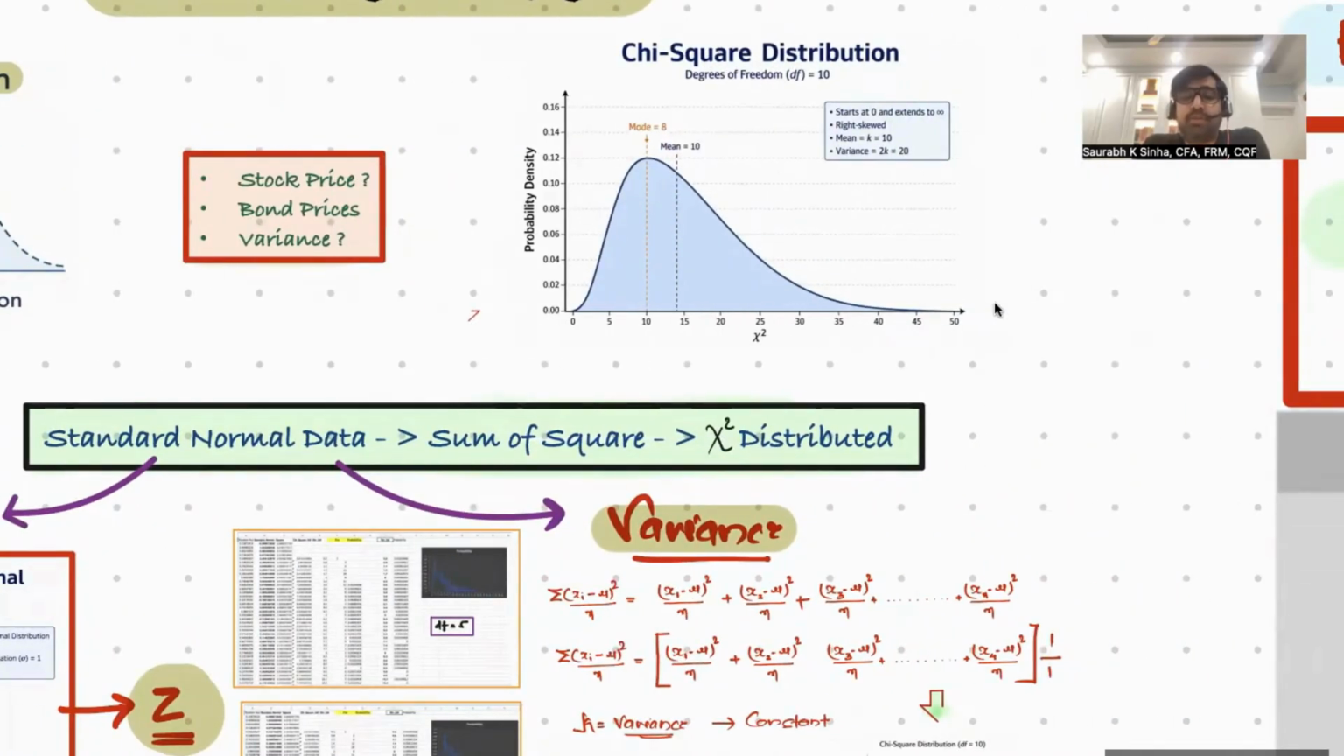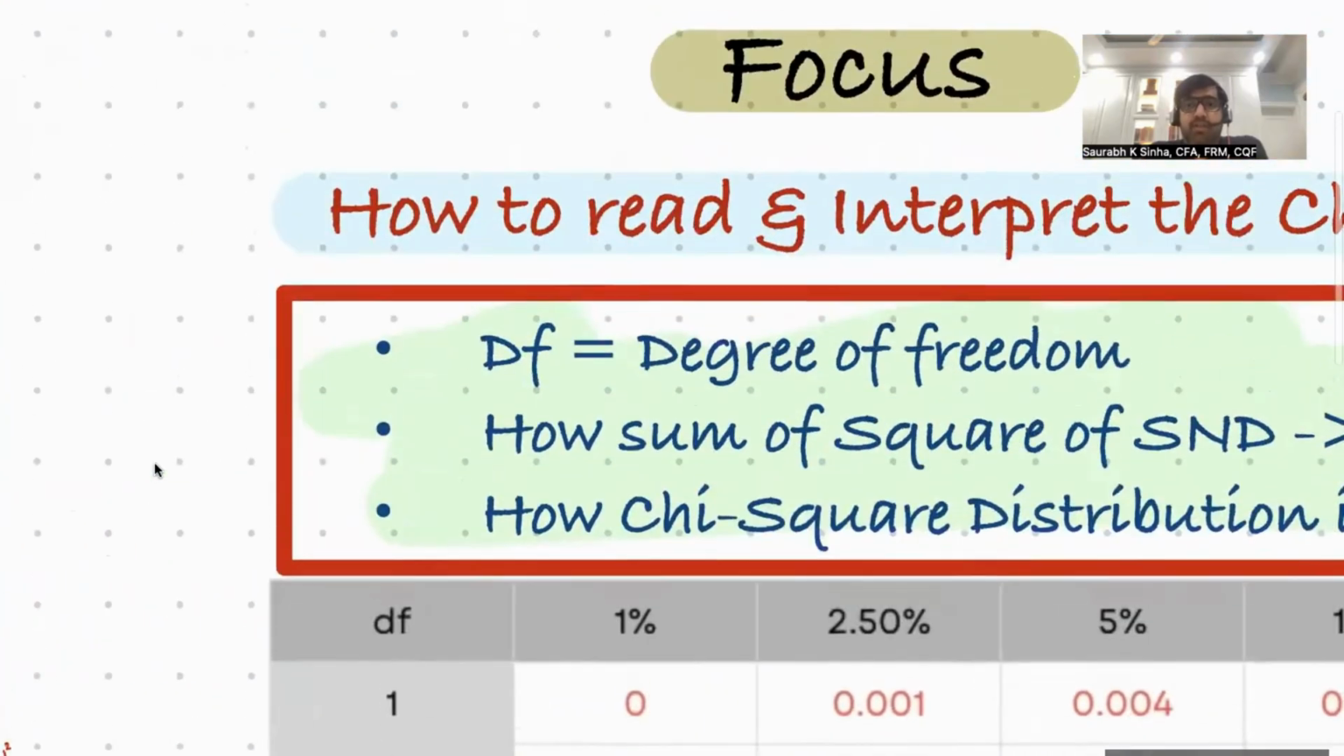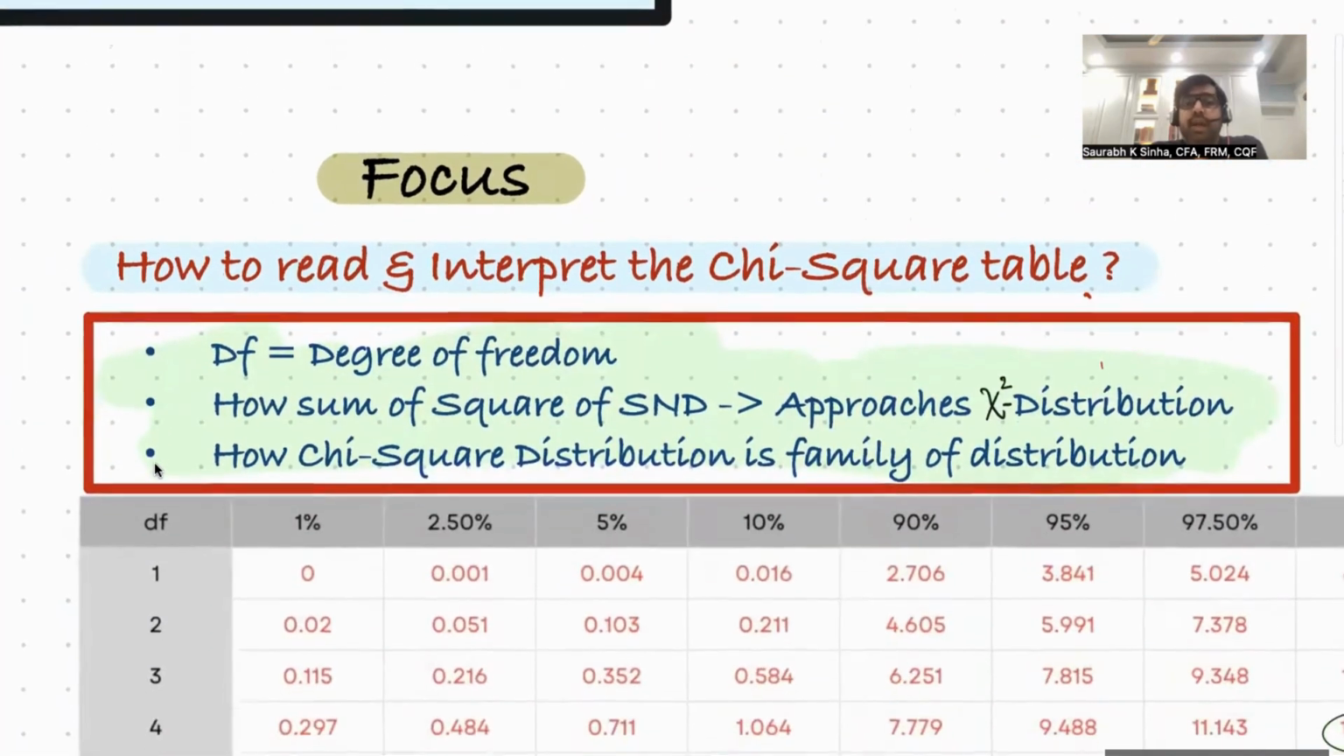Now, there are different types of right-skewed distribution, but the distribution that we have chosen for the discussion is the chi-square distribution. And we established one of the most important points: not every right-skewed distribution is a chi-square distribution. Only if you have standard normal data and you take the sum of squares of standard normal data, that will approach the chi-square distribution. And today, the focus of the session is to interpret and read the chi-square table.